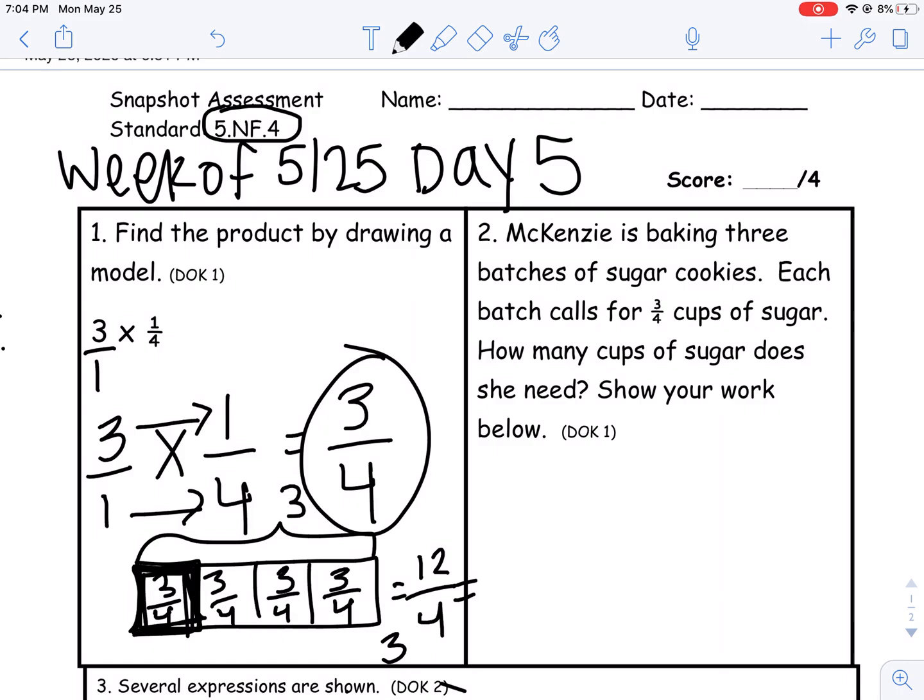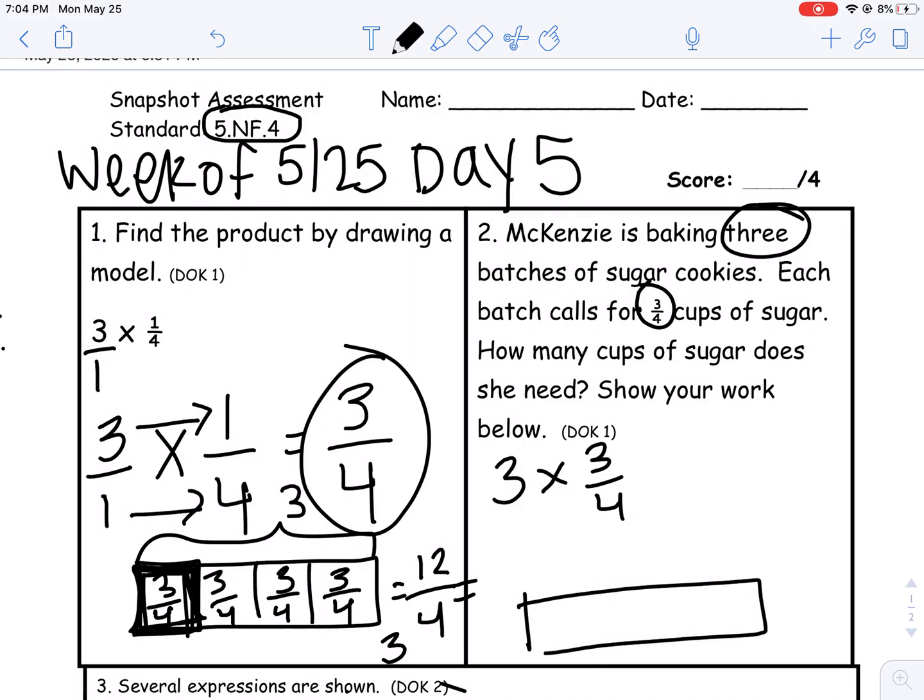Number 2, Mackenzie is baking 3 batches of sugar cookies. Each batch calls for 3/4 cups of sugar. How many cups of sugar does she need? Show your work below. So I know she's making 3 batches, and each one calls for 3/4. So I'm taking 3 times 3/4. So I have my whole number of 3, and I'm multiplying it by 3/4.